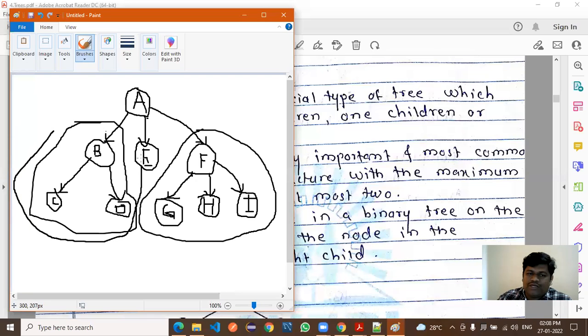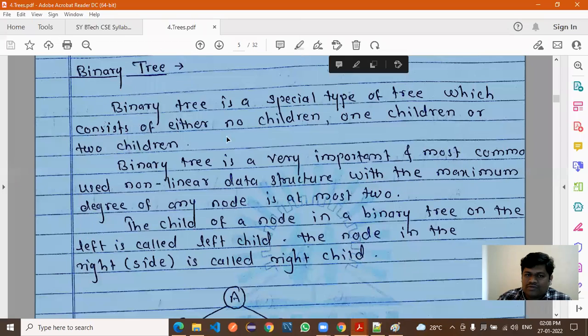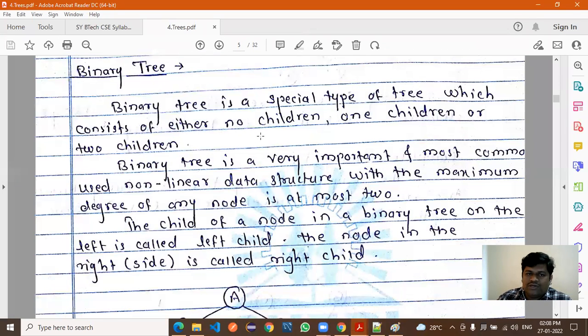This is called a binary tree. And this is not coming under the binary tree. Why? What is the reason? Yes. Now, the binary tree is a partial type of tree, which consists of either no children, one child, or two children. If there are more than two children, then this kind of tree does not belong to the binary tree. For the binary tree, how many maximum children are there?